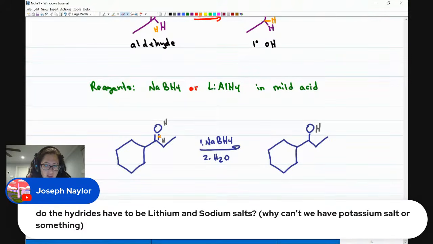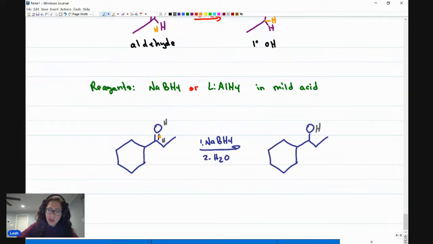Question. Do the hydrides have to be lithium and sodium salts? Why can't we have potassium or something? I have no idea. I haven't thought about this before. What we're really looking at here is a spectator ion with a BH4 minus, an AlH4 minus. And so it shouldn't matter what the spectator salt is, what the spectator cation is, but I don't know. That is a very, very good question. If anyone knows the answer, go ahead and type it in, because now I'm curious as well.